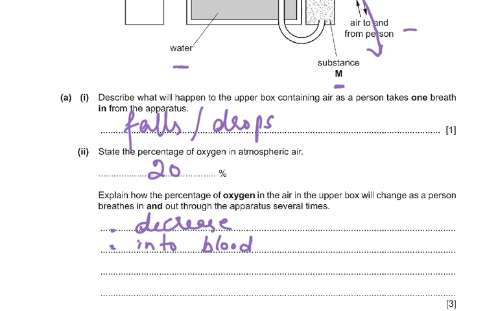So first, how does it change? So explain is how does it change? So it's going to decrease into the blood. Why? Because it's needed for aerobic respiration. You had to say aerobic respiration. You don't have to just say respiration. Aerobic respiration, because we're talking of the oxygen.